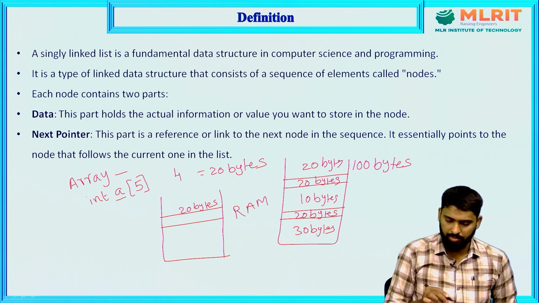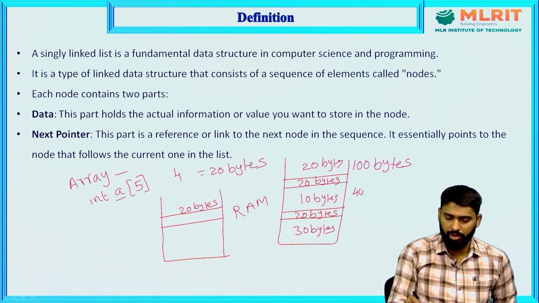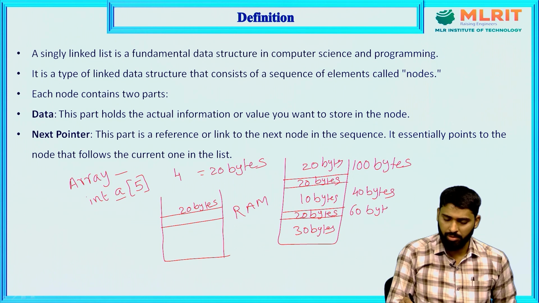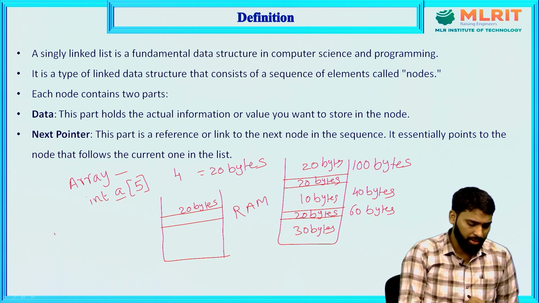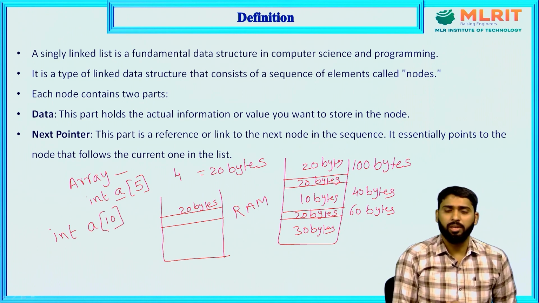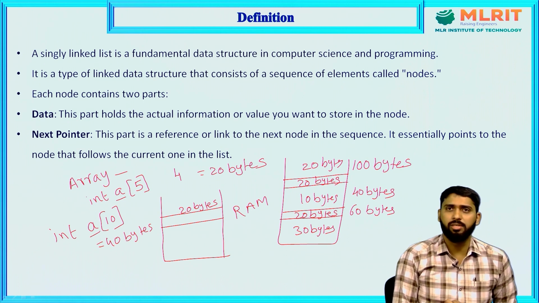Now, in this 100 bytes, how many bytes are allocated for the program? 40 bytes are allocated for the program. How many bytes are available? 60 bytes available. Now, if I declare int a of 10, what is the required memory? 10 into 4, 40 bytes of memory we are going to allocate for this variable a.